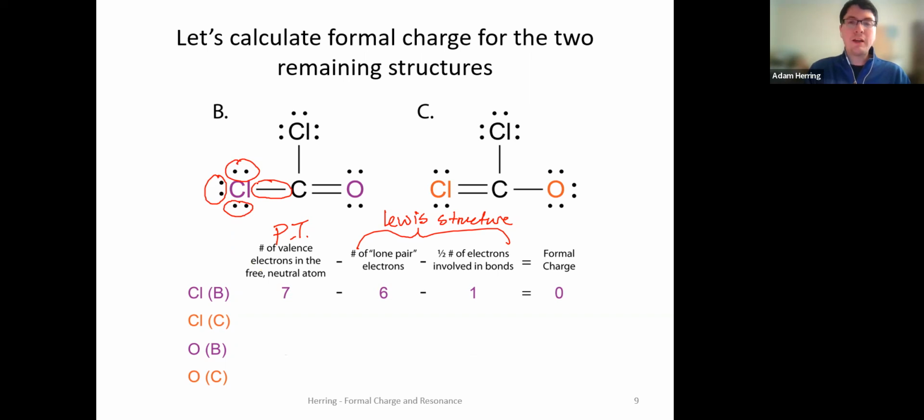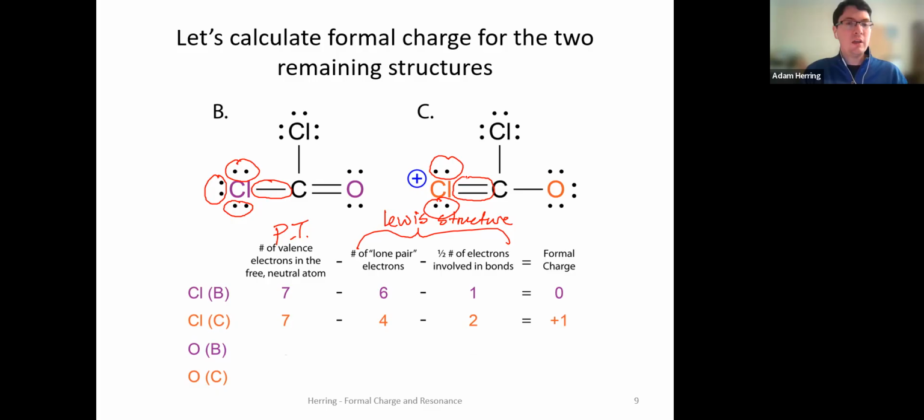If we look at the chlorine in molecule C, again, it has 7 valence electrons because it is in the 7th column of the periodic table, the 7th main column. When we count up its lone pair electrons, we see that we have fewer. We have 4 lone pair electrons, and then there are 4 electrons that are bound up here in that double bond. And so we count half of those. That gives us a +1 formal charge.